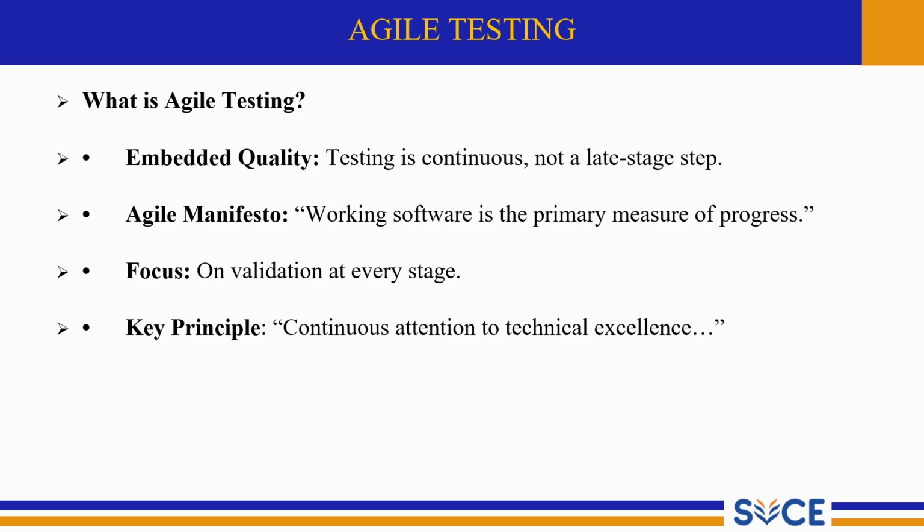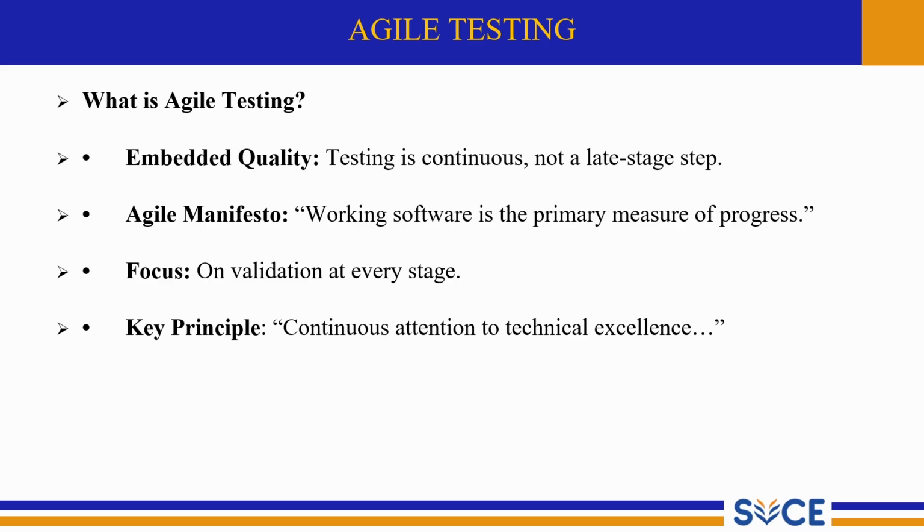What is Agile testing? Agile testing is a software testing approach that follows the Agile principles. Unlike traditional testing, which happens only after the development, Agile testing happens continuously throughout the development cycle. The goal is to ensure quality from the beginning rather than finding the defects at the end.